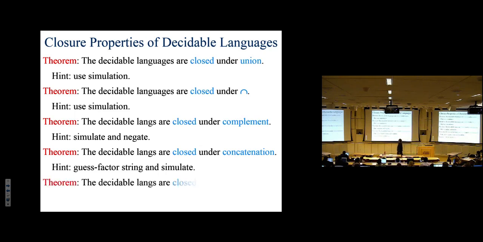Okay. All right. They're closed under Kleene star. That one is a generalization of the previous one. How could you decide a language that's the Kleene star of another decidable language? So if a language is decidable, you take the Kleene closure of it, and the result is also a decidable language, necessarily. It can't go south and become undecidable. Why is that true? And here's the hint. Guess factor the string and simulate.